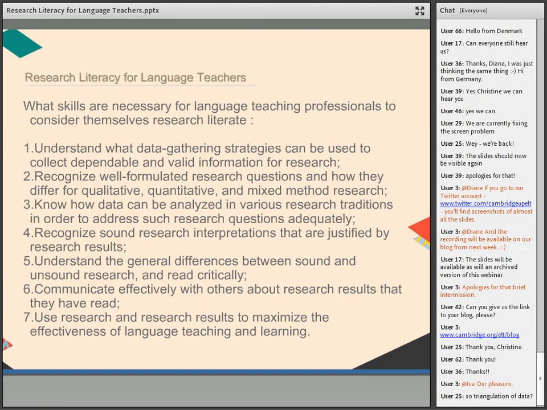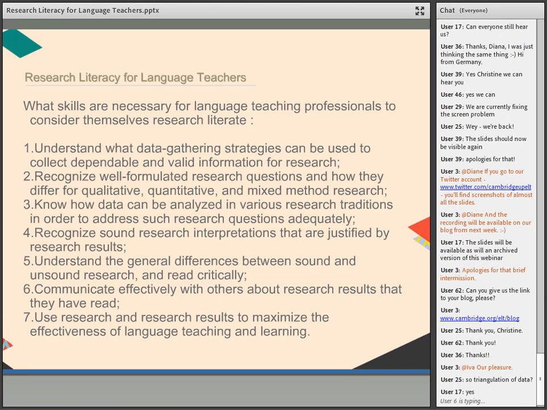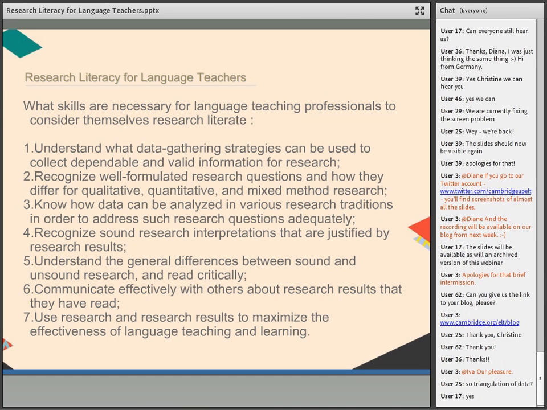The third skill that's necessary is to know how data can be analyzed in various research traditions in order to address such research questions adequately. So the moment I start thinking about each of those three different types of research questions, it's also important for me to be thinking about what kinds of data I will be able to gather to understand the questions, but also how to analyze the data once I have it.